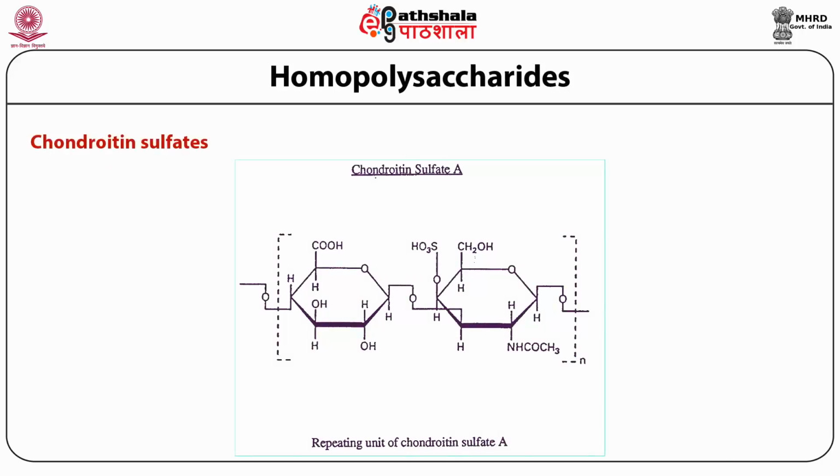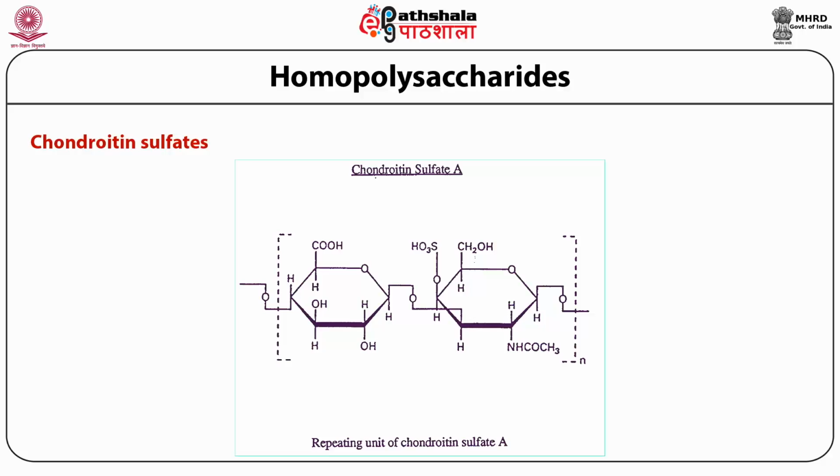The chondroitin sulfates are among the principal mucopolysaccharides in the ground substance of mammalian tissue and cartilage and occur combined with proteins. Three chondroitin sulfates are isolated and designated as chondroitin A, chondroitin B, and chondroitin C.